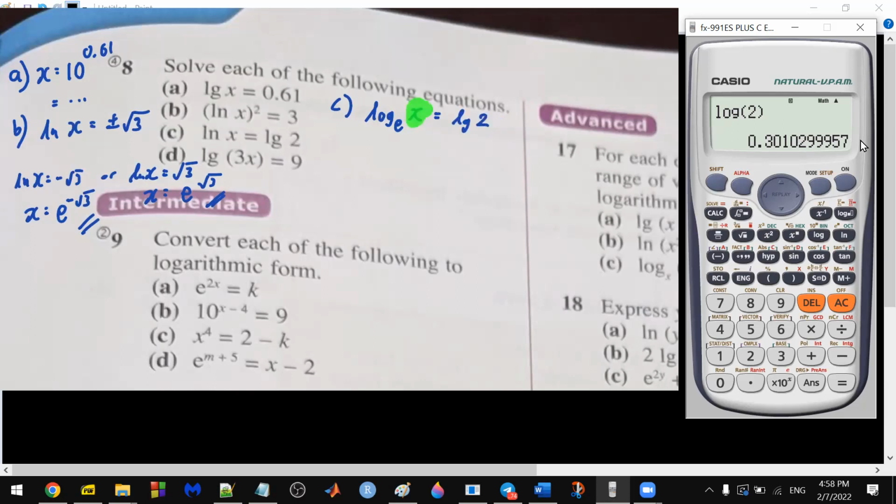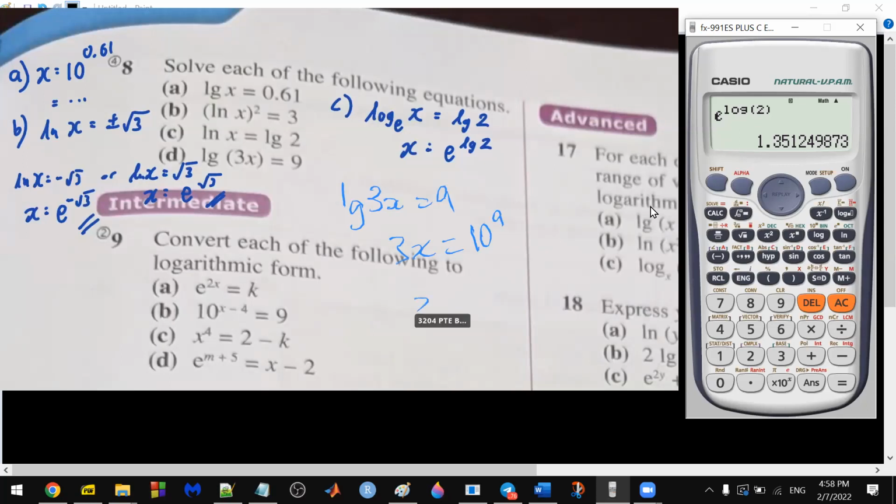You want to make x the subject. So who do you need to get rid of? e. So e, bring over. Yes, correct. e to the power of lg 2, just a bunch of numbers. Not important. You can just use a calculator. Correct, exactly. 10 power 9 over 3. Yes. Good. Okay, maybe I'll skip this. You can do it already, and then I'll just move on.